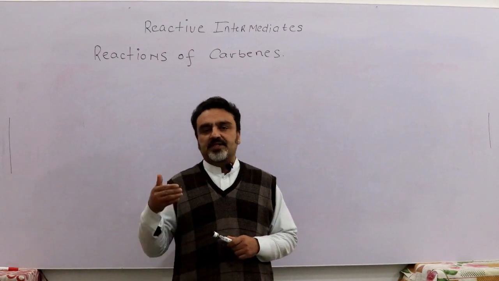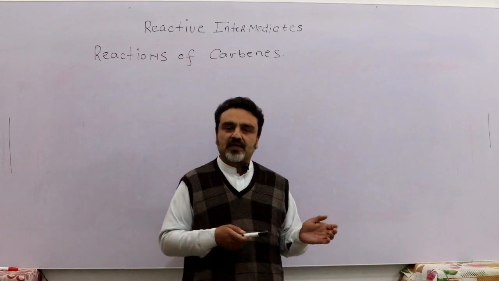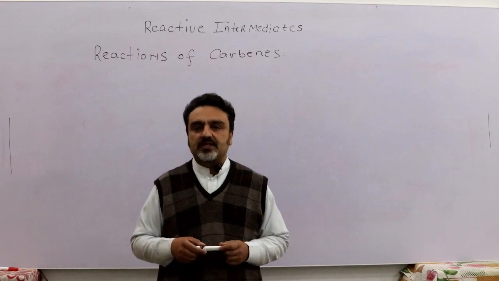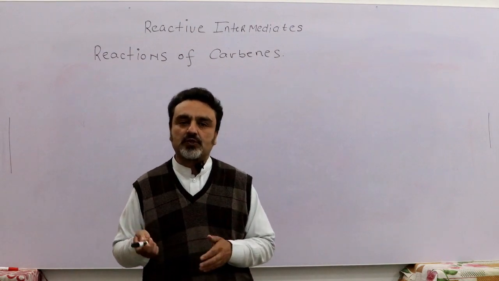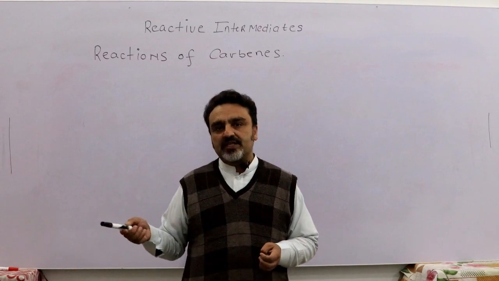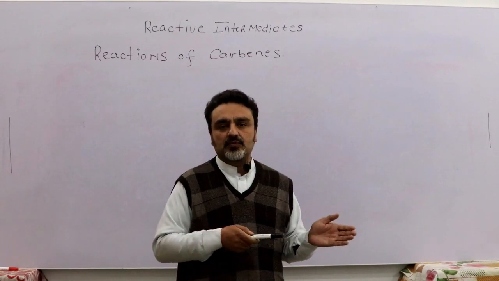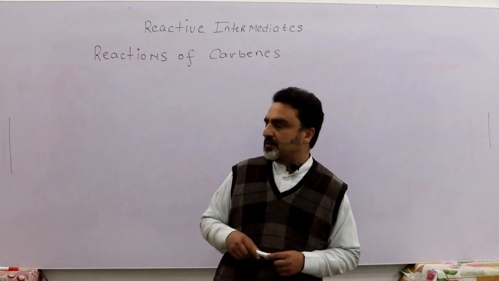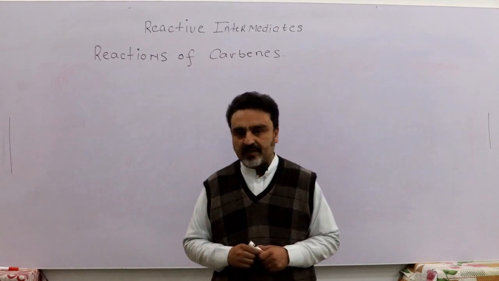So let me review. In the first lecture we studied the structure of carbene and how many types of spin systems of carbenes are possible. I mean to say that it has two spin states, singlet ground state and triplet ground state. So carbene can exist in both states according to their structure and the functionality attached to the carbenes. So today we will be studying the reactions of carbenes.